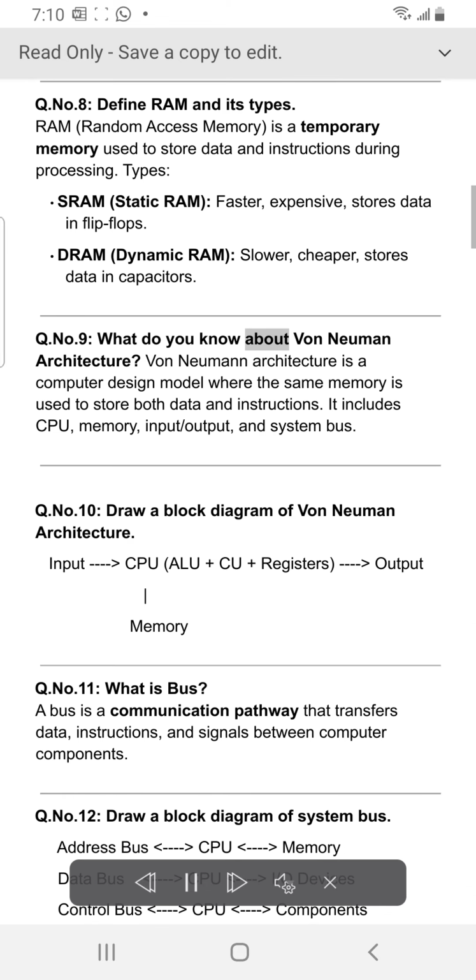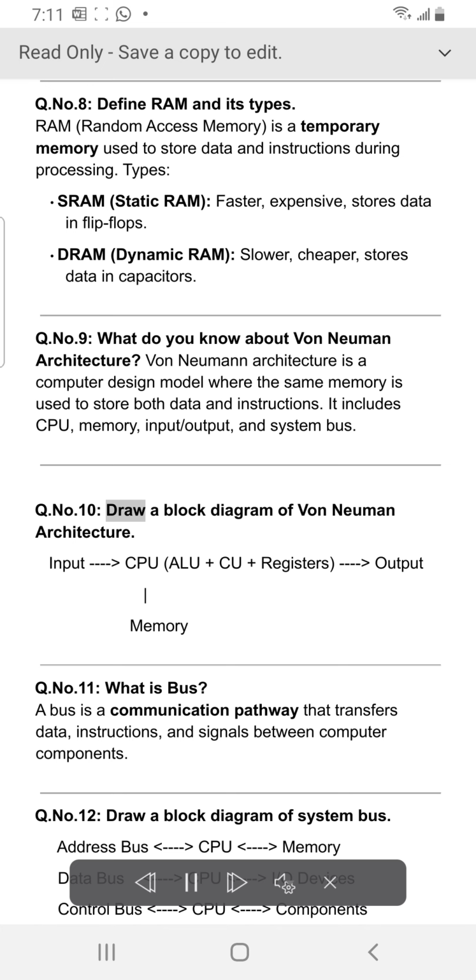Number 9. What do you know about von Neumann architecture? Von Neumann architecture is a computer design model where the same memory is used to store both data and instructions. It includes CPU, memory, input, output, and system bus.